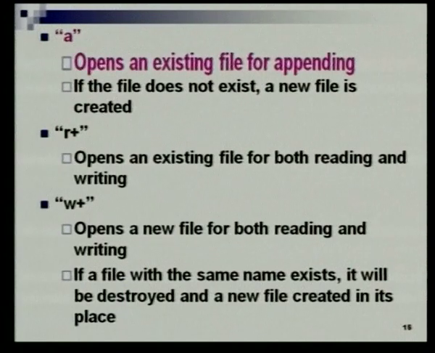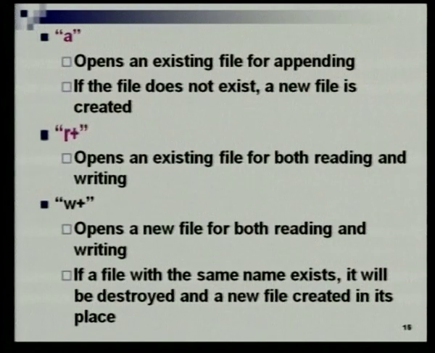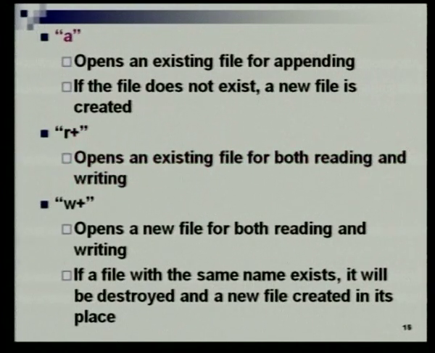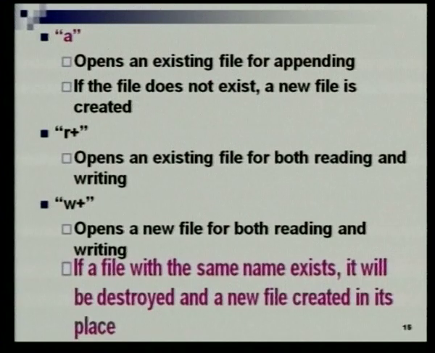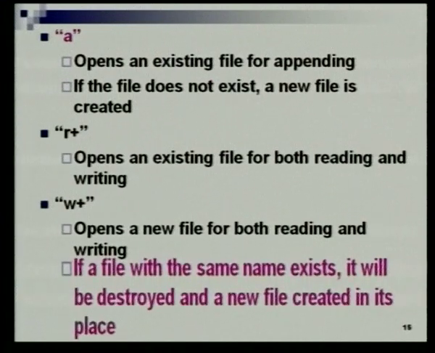A opens an existing file for appending. Appending is nothing but adding contents to the end of the file. If the file does not exist here, again a new file is created in its place. R plus opens an existing file for both reading as well as writing. W plus opens a new file for both reading as well as writing. If a file with the same name exists, it will be destroyed and a new file will be created in its place. So that is the difference between R plus and W plus.